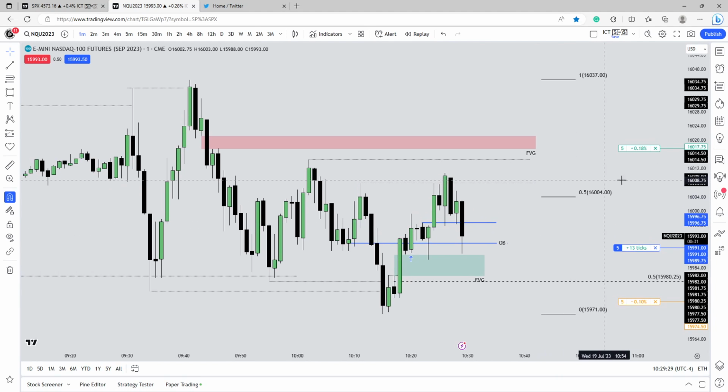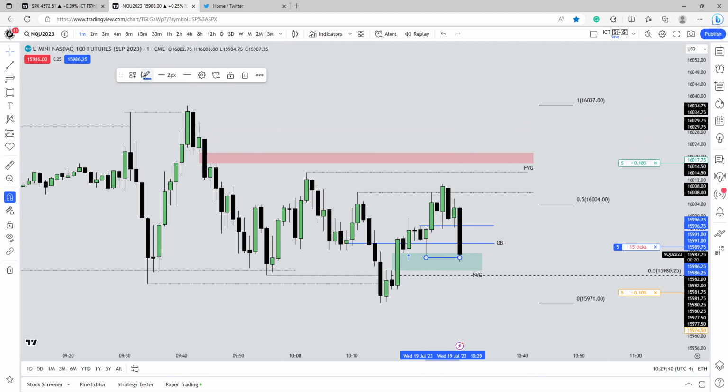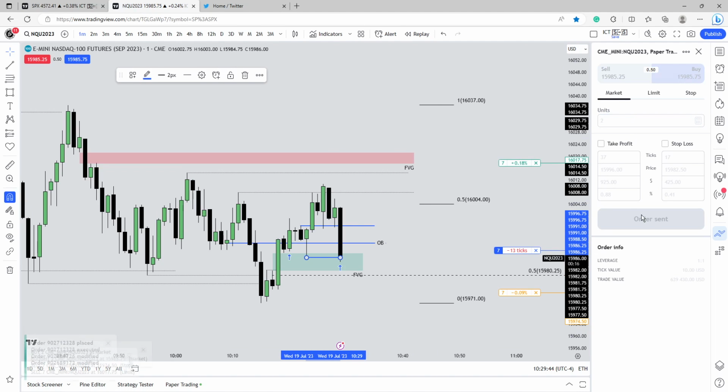ICT also talks about in his recent order flow video, and he's been talking about this for a while, consolidation happens at equilibrium. So when we draw a fib from this swing high down to this swing low, see how we're around that 0.5? Consolidation is expected. So as price is returning down here, this would be another area for an entry, and I'm actually going to go in and I'm going to buy another 2 contracts right here.